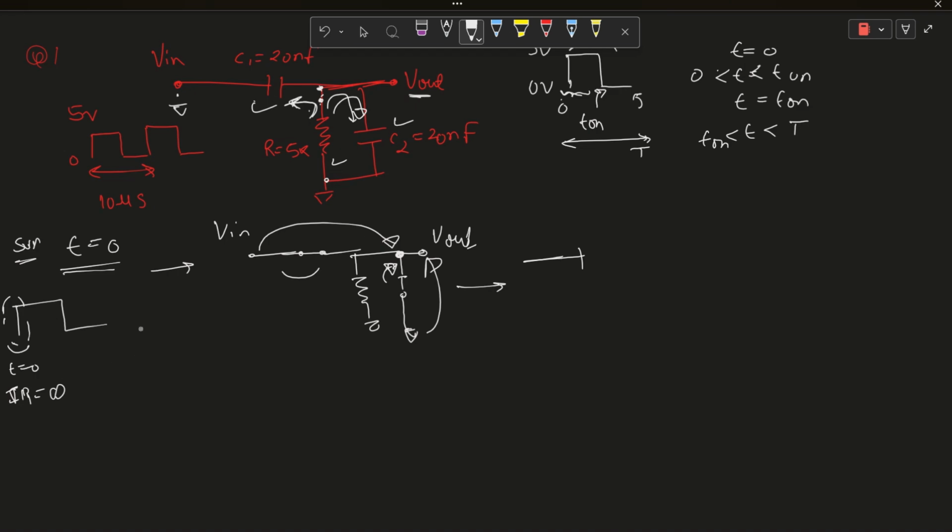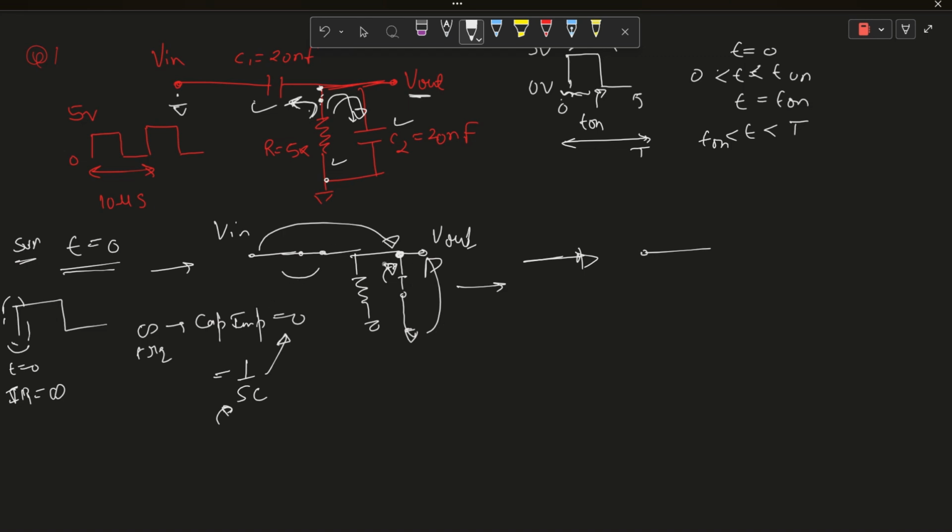For infinite frequency response, the capacitor's impedance becomes zero because it's 1 upon sC. s is the frequency. If frequency is infinite, impedance is zero. So the capacitor will short this circuit. This point will short, and we can think of the circuit like this.